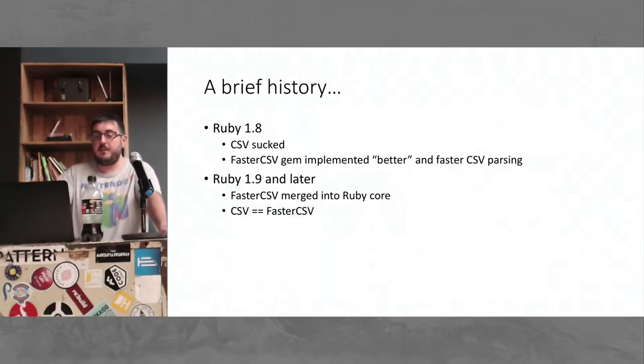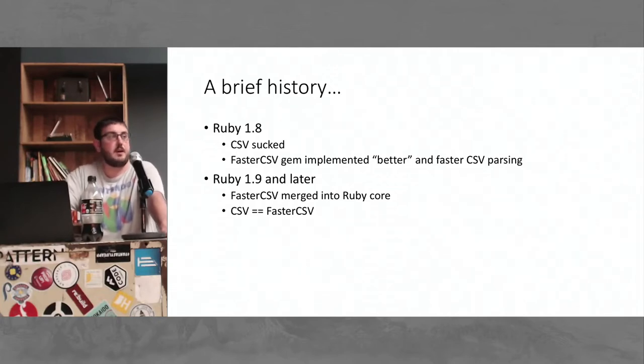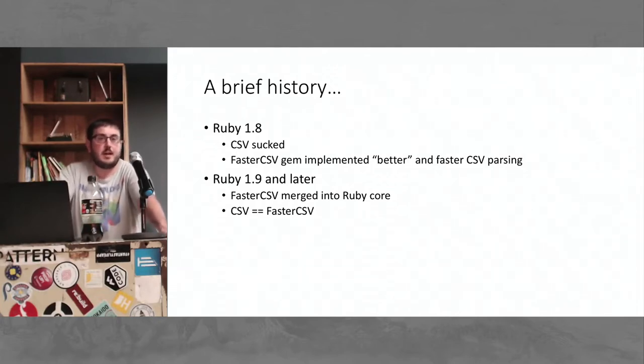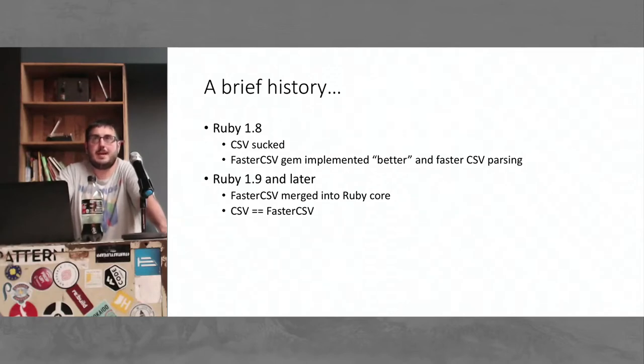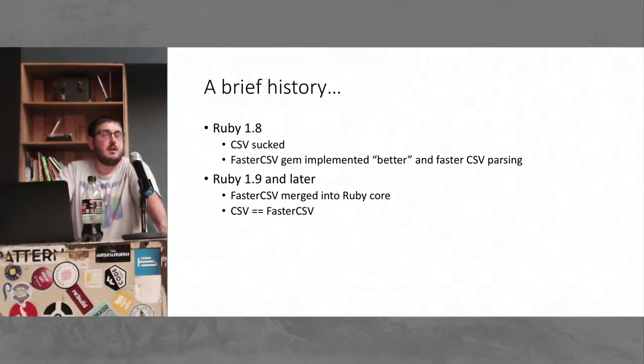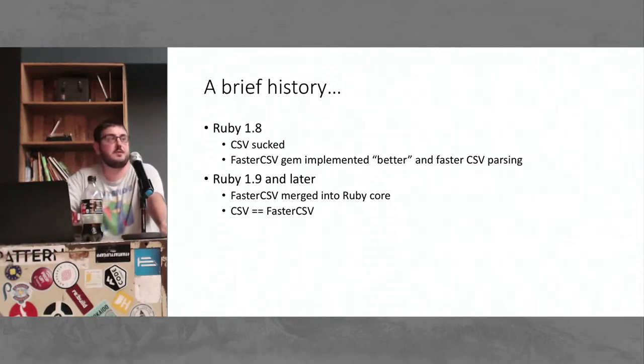So, a very, very brief history. Back in the olden days of 1.8, CSV parsing in Ruby, quite frankly, was bad. It was slow. It didn't really do all it was supposed to do. It didn't validate very well that the CSV was correctly formatted, gave cryptic messages, and didn't really have that many good features.